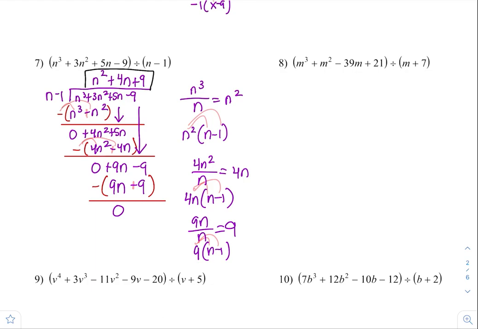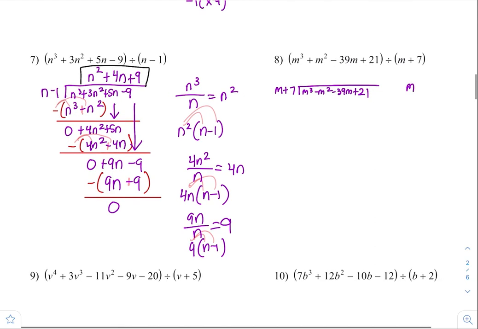Alright, so here's our last problem. So we got, this is on the outside, you guys, of the division symbol. Alright, so first step. Are they going from descending order by degree? Yes, they are. So next one, step 2. What's the highest degree in the division symbol?